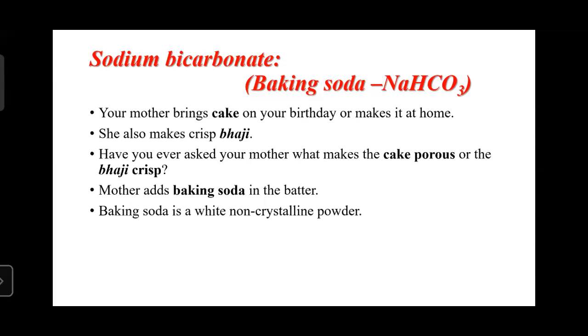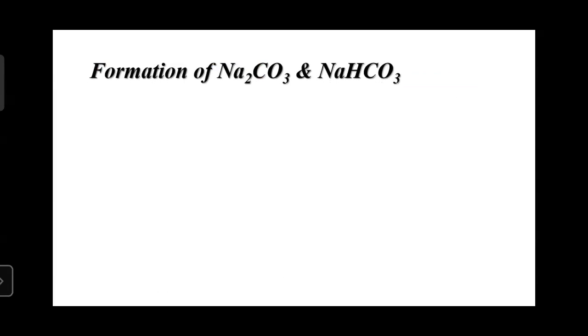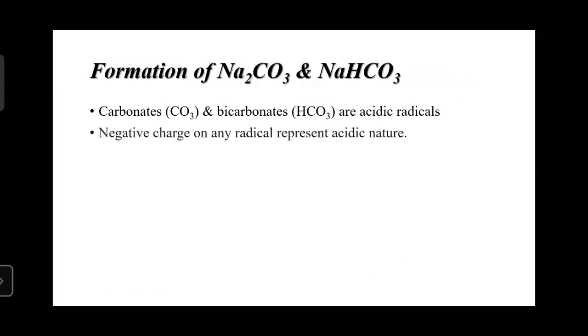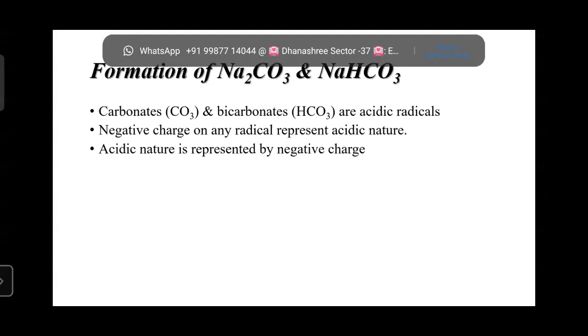Now, this baking soda is a white non-crystalline powder. Its chemical name is sodium hydrogen carbonate, or we can say sodium bicarbonate. Its molecular formula is NaHCO3. Now, how are Na2CO3 and NaHCO3 formed? Carbonate CO3 and bicarbonate HCO3 are acidic radicals. A negative charge on any radical represents its acidic nature, or we can say the acidic nature is represented by the negative charge.